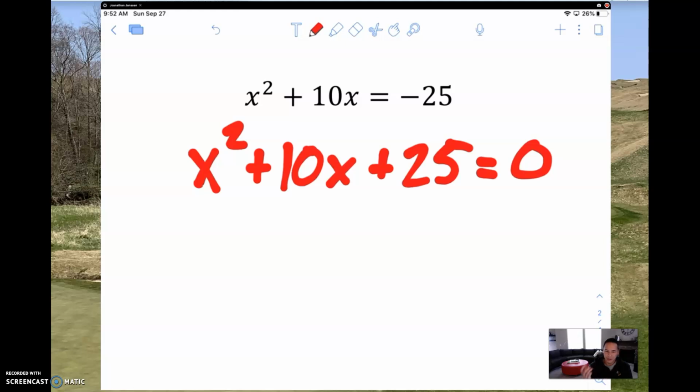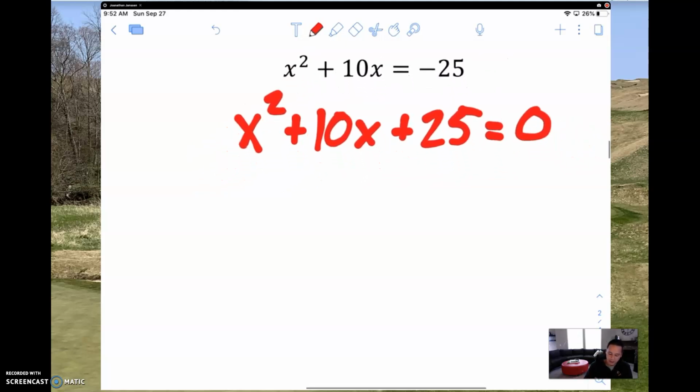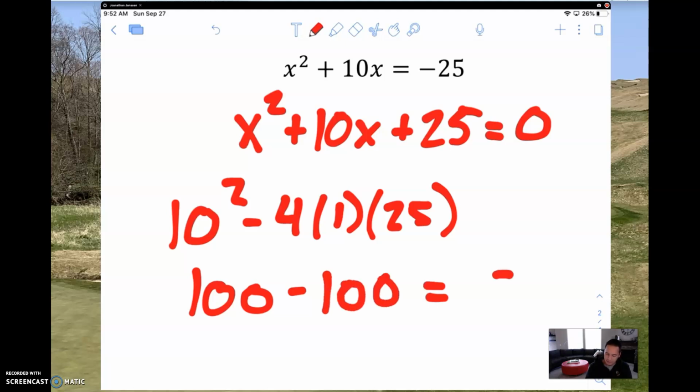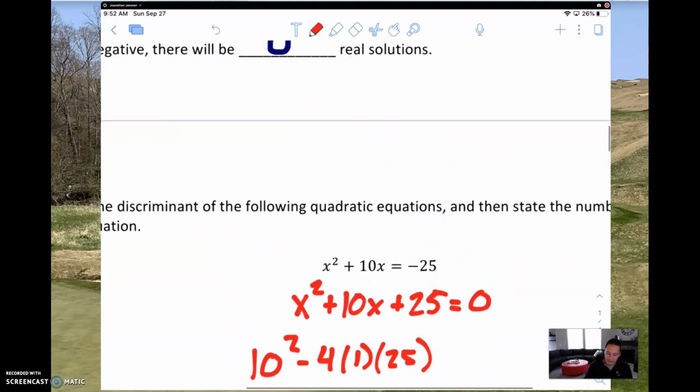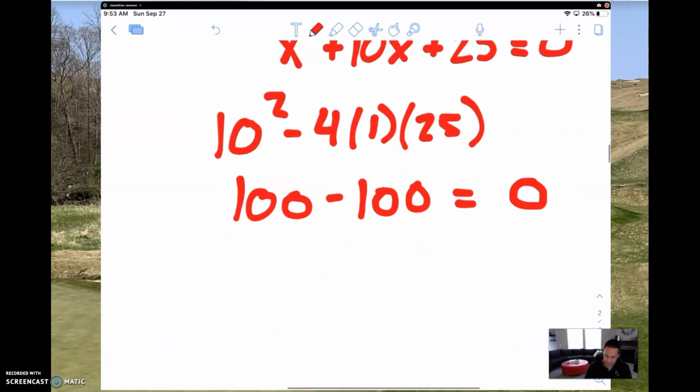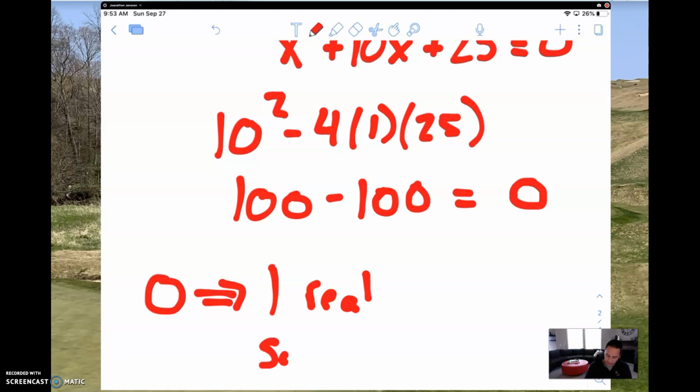Once it's set equal to 0, we can apply the discriminant formula to figure out how many solutions there are. It would be b squared minus 4 times a times c. 10 squared gives you 100. A negative times a positive is a negative, and 4 times 1 times 25 is 100. So we have a discriminant that is equal to 0. If the discriminant is 0, we know there will be just one real solution.